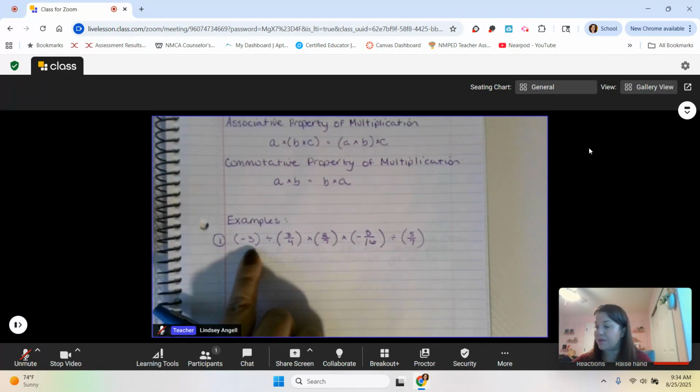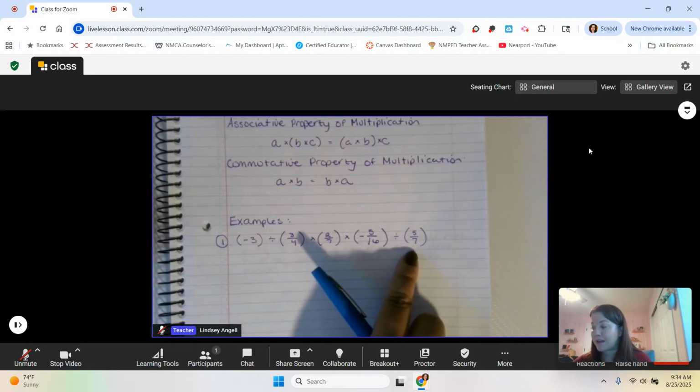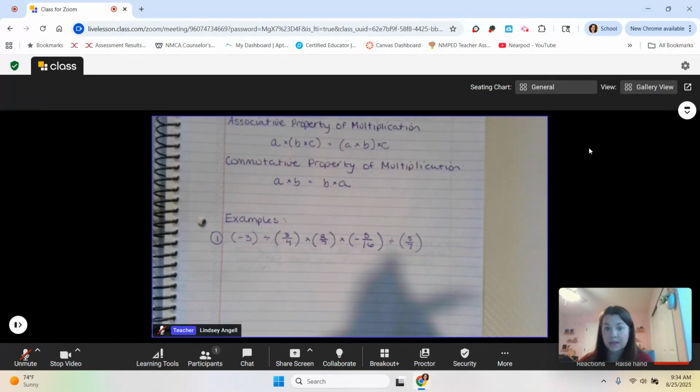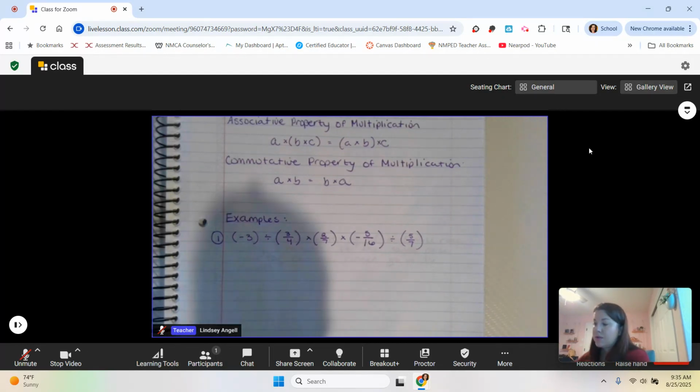Here I have negative 3 divided by 3/4 times 2/7 times negative 5/16 divided by 5/7. Holy moly, there's a lot going on there, right? Whenever you see a problem like this, the first thing I would do is notice we've got division and multiplication, and we've got fractions and division. When we divide with fractions, dividing by a fraction is the same thing as multiplying by the reciprocal. If you remember from previous videos and lessons, that's like same, change, flip. Okay? So I'm going to do that.